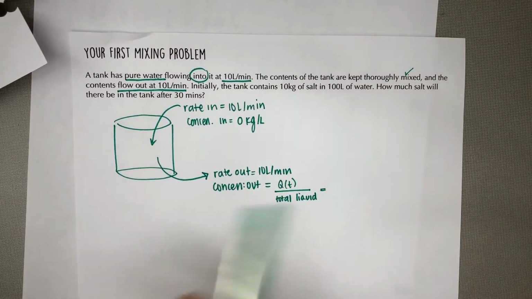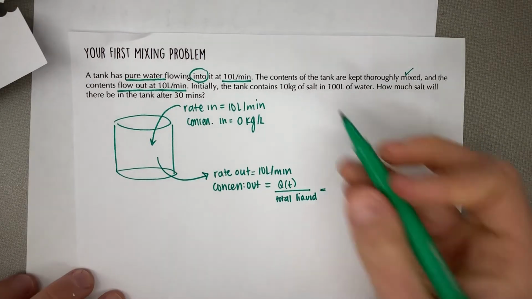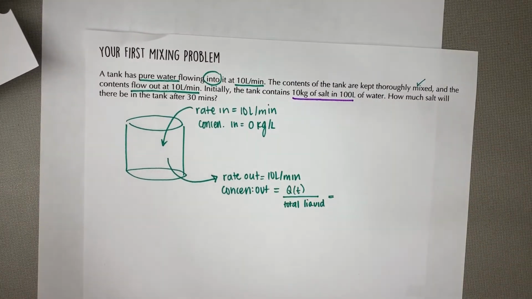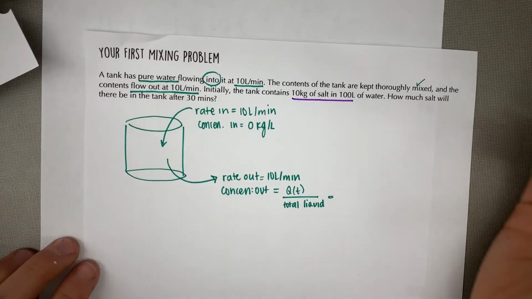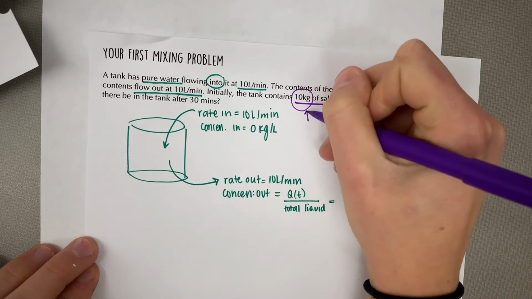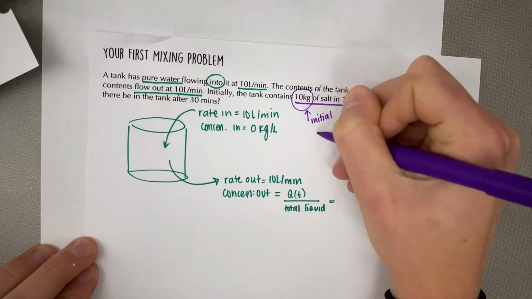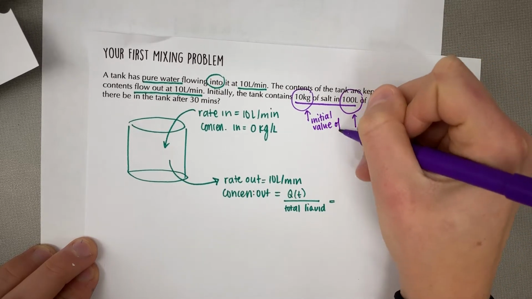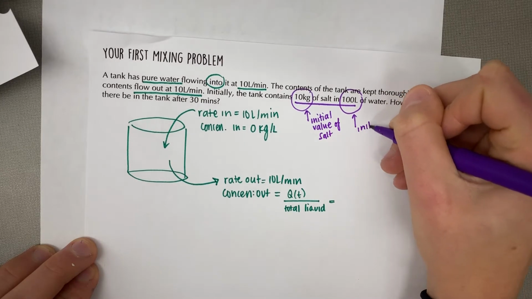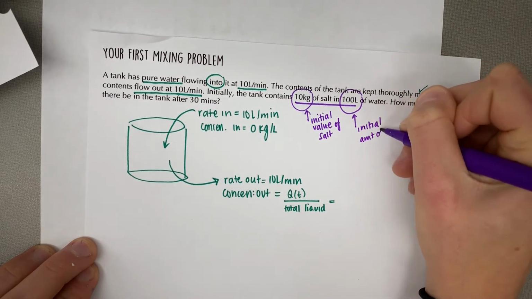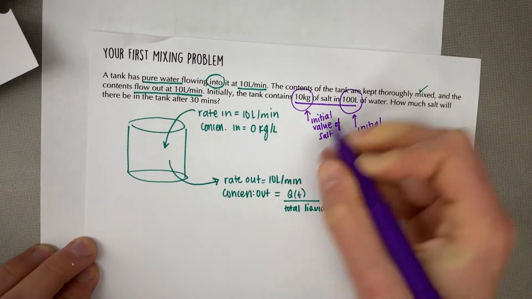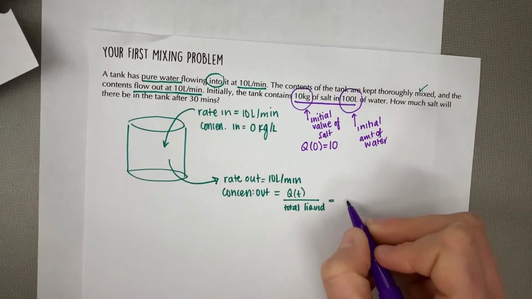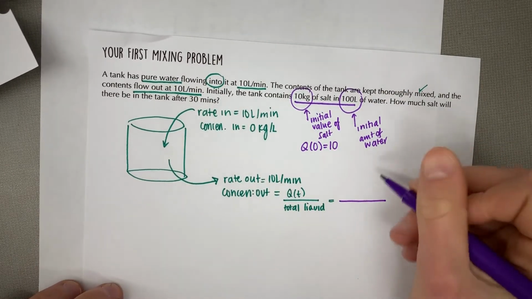So what is the total amount of liquid? Well, let's come back to that in just a sec. Initially, the tank contains 10 kilograms of salt in 100 liters of water. So we know this is our initial value, the initial value of salt and the initial amount of water. So this tells us that Q of 0 equals 10. And this is going to help us here for our total liquid.